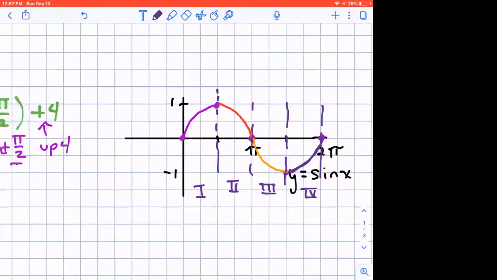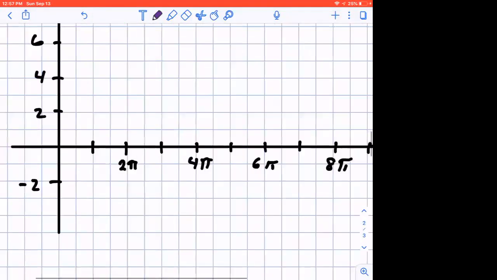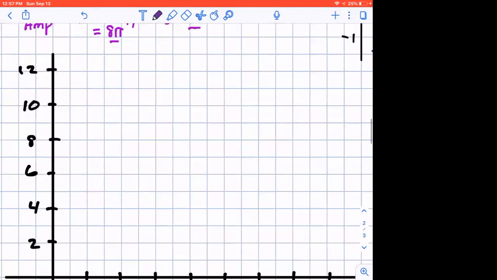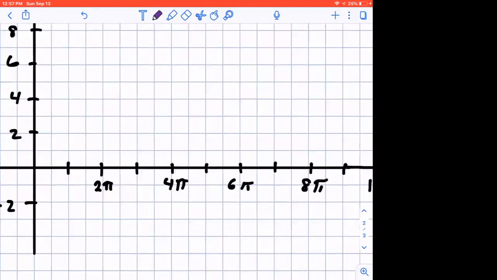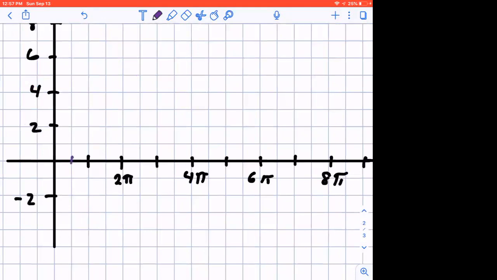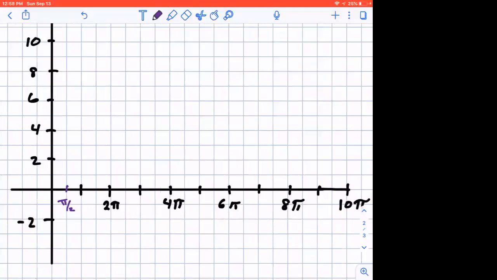Okay, so I've set up a graph ready to go here. I've made it fairly large. I'm realizing that we have 8 pi for the period, and we shift right pi over 2. So I'm labeling the x-axis. Each tick mark is 1/2 pi, right? So 1/2 pi, 1 pi, 3/2 pi, 2 pi, etc. But I also know I have to go 8 pi from this beginning point. So I'm going fairly far across. I'm going over to 10 pi.